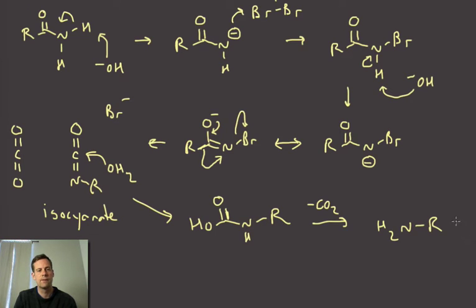Okay, so we take the amide, we deprotonate, and then add a Br, and that's what's going to be the trigger for this whole rearrangement. So we're going to deprotonate, and then that sort of initiates the transfer, the migration of that R group onto the nitrogen. And then afterwards, it's just the hydrolysis and decarboxylation of the isocyanate.